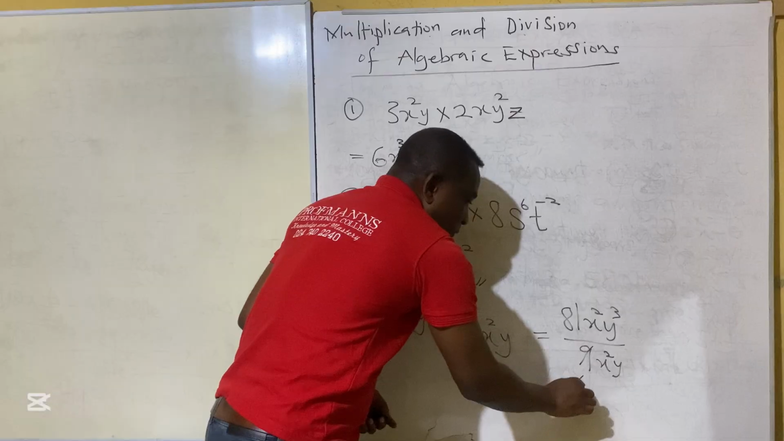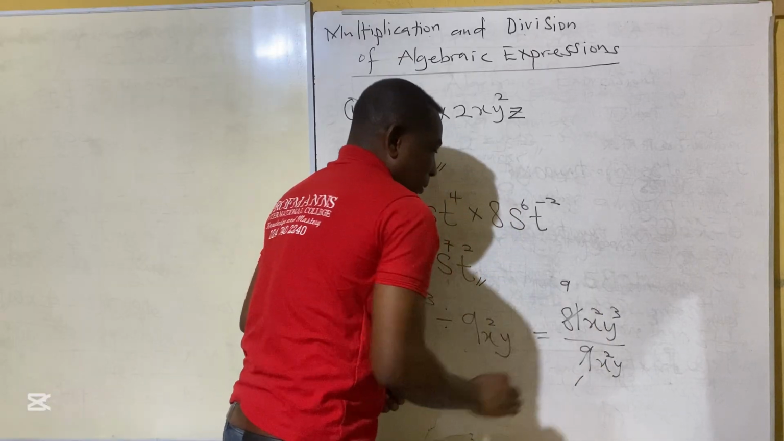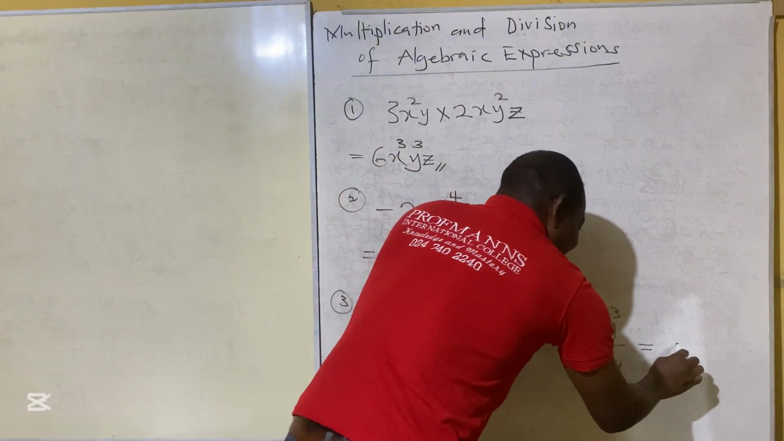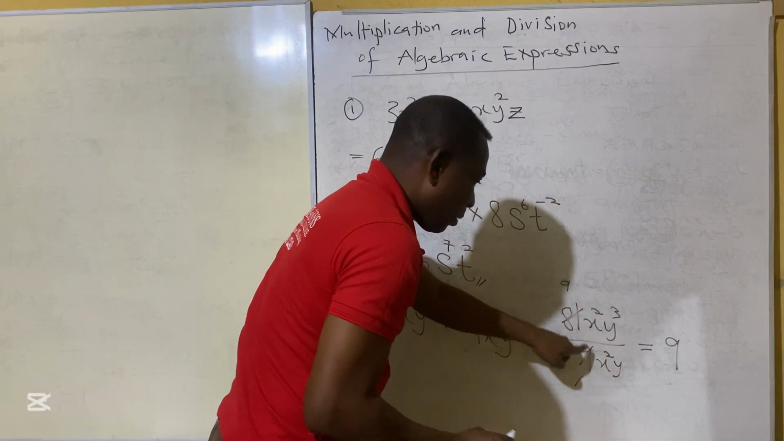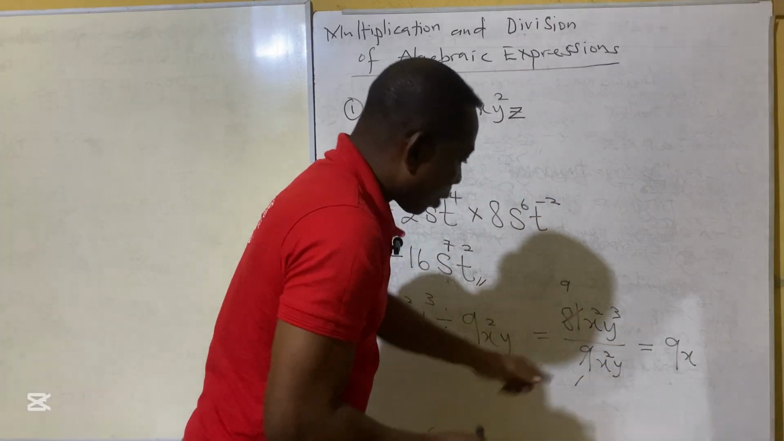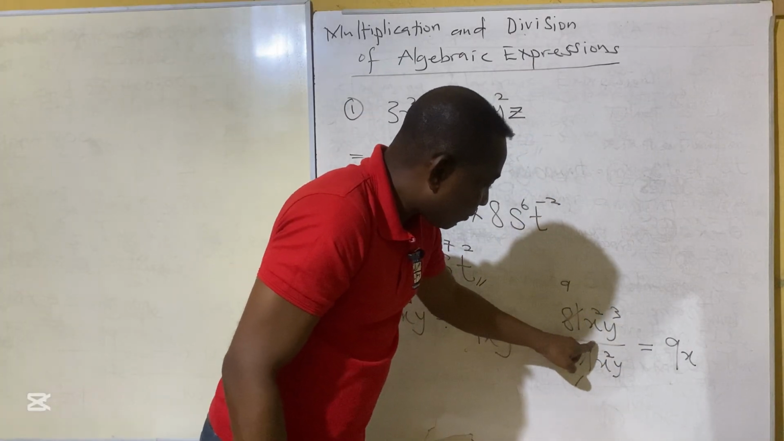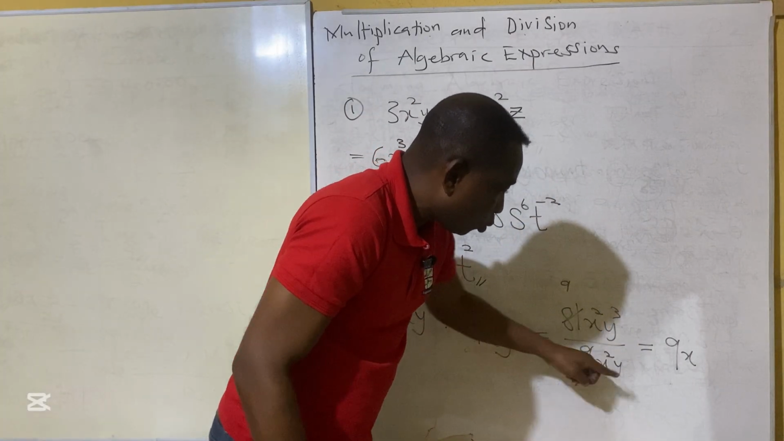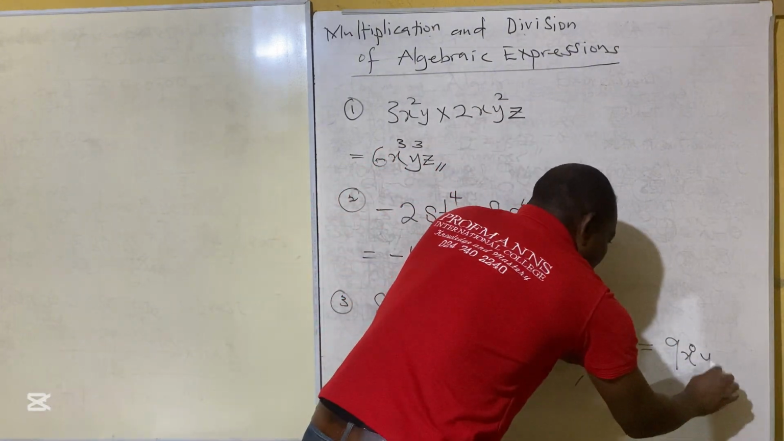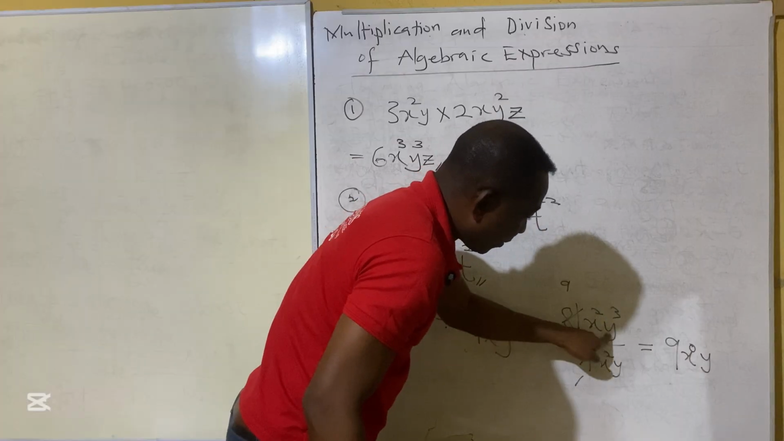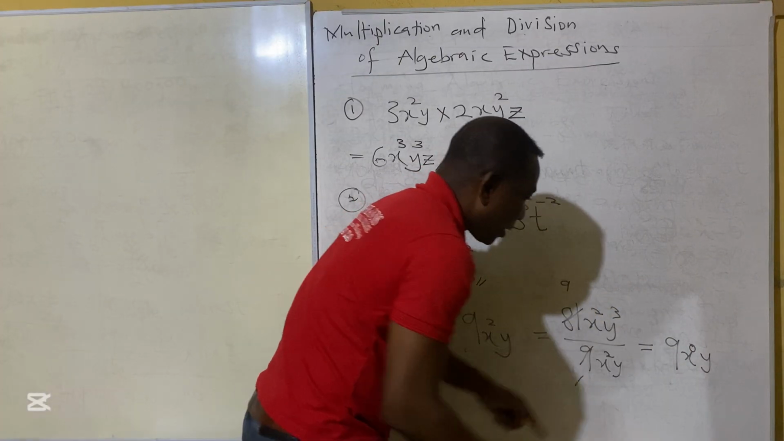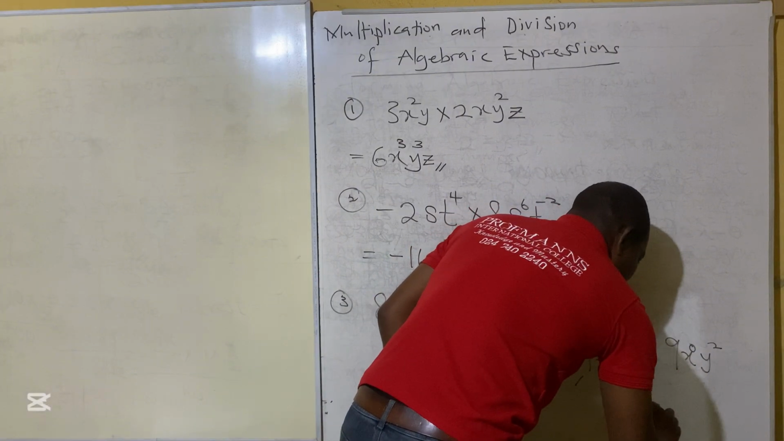9 goes into itself 1, goes into 81, 9. So the final answer here is equal to 9. Now we have x here, we have x here, so it's going to be x. The common base, we've maintained it, and we are dividing. So it's 2 minus 2, so to the power 0. And then here we have common y, so we maintain the y as the base. And then 3 minus the 1, so it is 2.